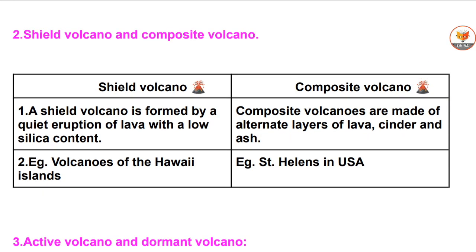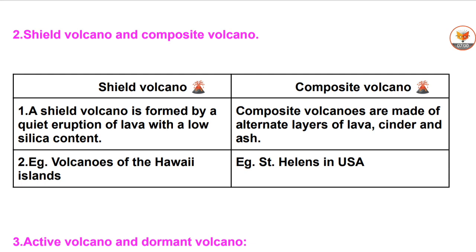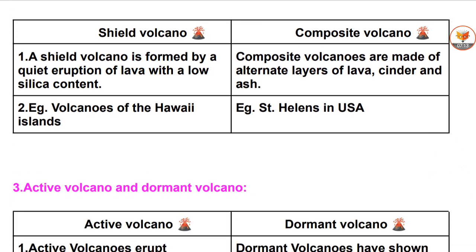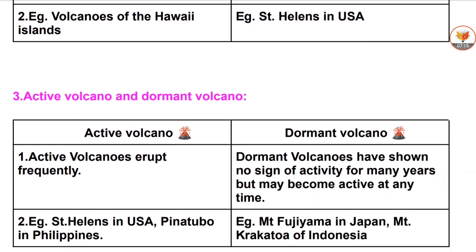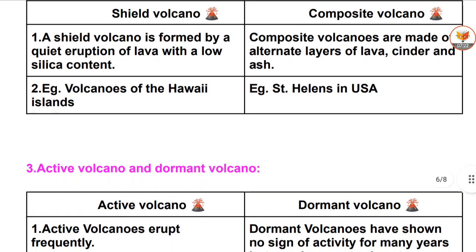2. Shield volcano and composite volcano. Shield volcano. 1. A shield volcano is formed by a quiet eruption of lava with a low silica content. 2. E.g. volcanoes of the Hawaii Islands. 3. Active volcano and dormant volcano. Composite volcano. Composite volcanoes are made of alternate layers of lava, cinder and ash. E.g. St. Helens in USA.